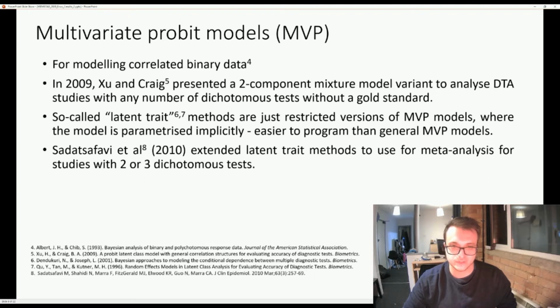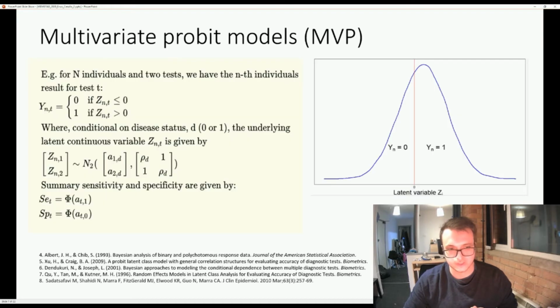You might have heard of latent trait methods in the DTA literature. These are basically the same thing, just parameterized in a different way, and they're easier to program than multivariate probit models. And in 2010, Stavavi et al. extended latent trait methods for meta-analysis of studies with 2 or 3 dichotomous tests.